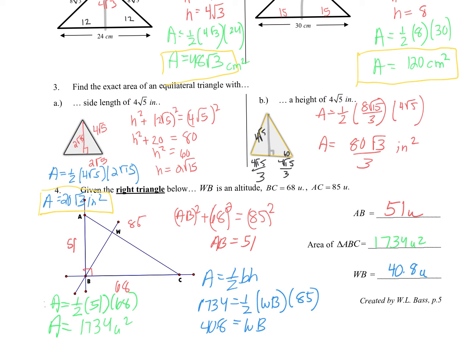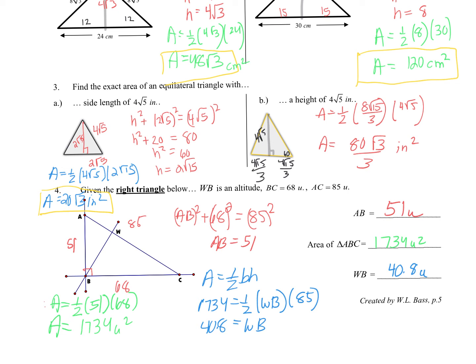And so then our area is going to be equal to 1/2. The base, remember, would be 4 times the square root of 5, and the height is 2 times the square root of 15. And when we multiply and simplify, that is going to give us an area of 20 times the square root of 3 inches squared.